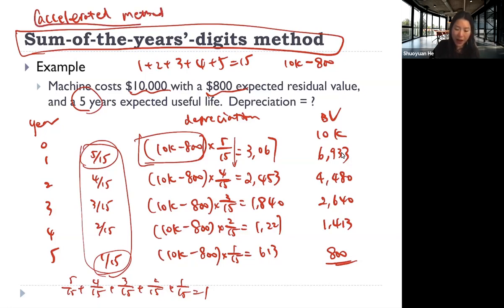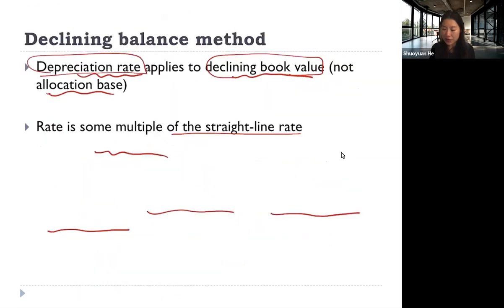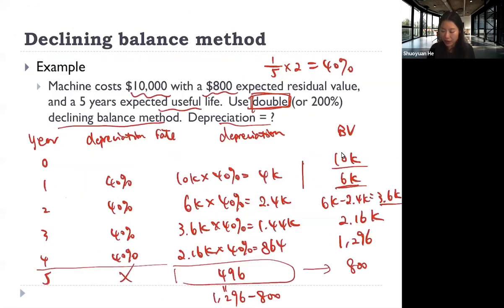What do we mean by accelerated method? Basically, our depreciation is more in early years and less in later years. So we're accelerating the depreciation in early years, and that is an accelerated method. Here as well, we're having more depreciation in early years, less in later years. But what is the difference between these two methods?